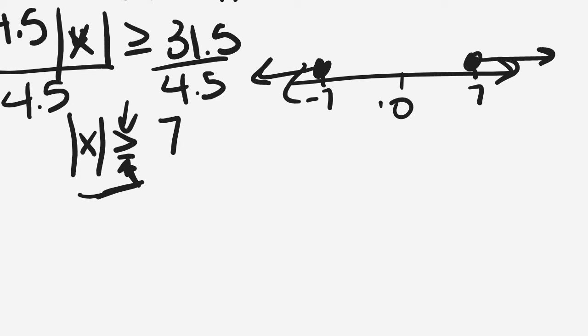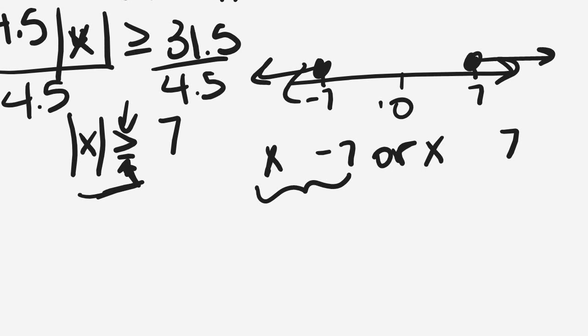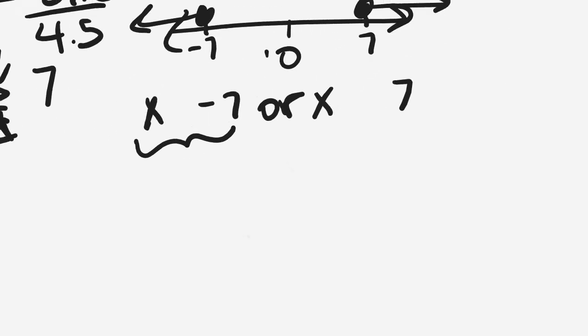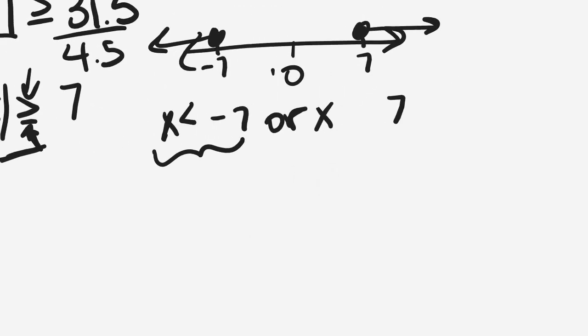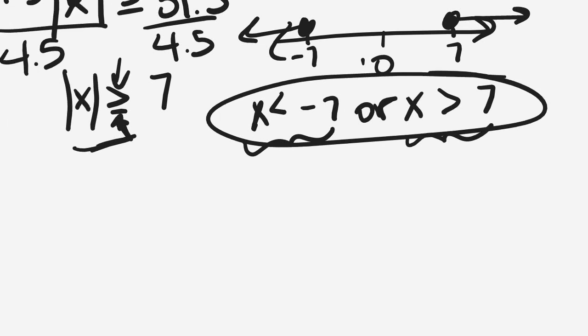So we write our answer as, so we do x, negative 7, x, 7. We know that or goes in between. Now for this guy right here, we want all the x's less than. And then for this guy right here, we want all the x's greater than. So this is our answer.